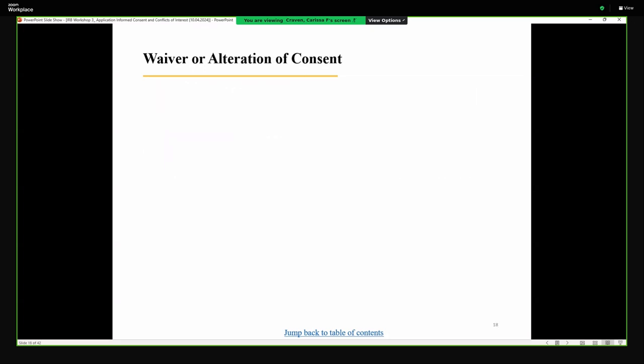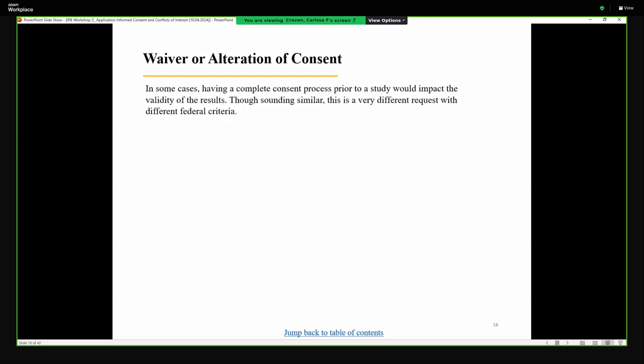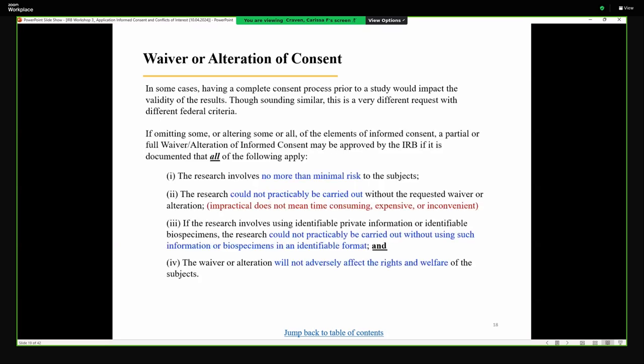Like I said, very similar sounding is the waiver or alteration of consent. This is getting rid of actual elements or changing them. So this is getting rid of things beyond just a signature. So it has different federal criteria. It's a very different request, even though it sounds very similar. So these all have to apply. Instead of 1 out of 3, all of these must be present.